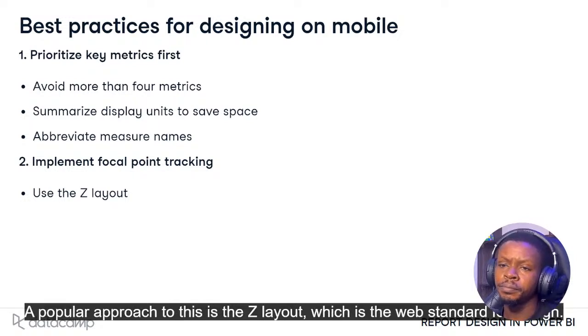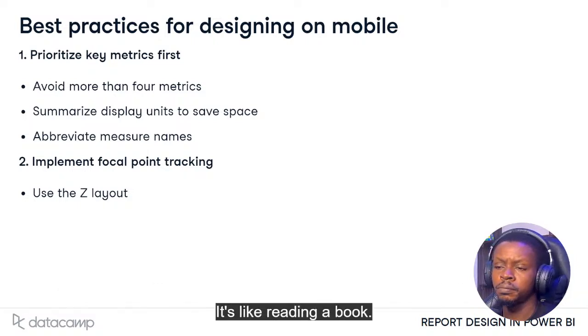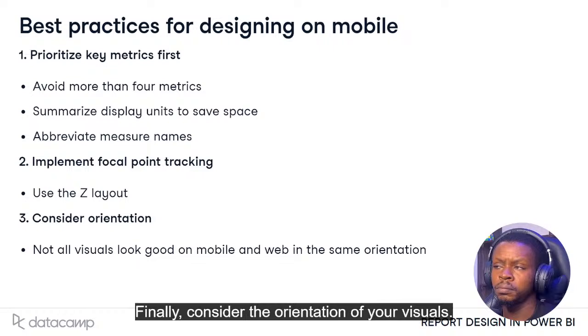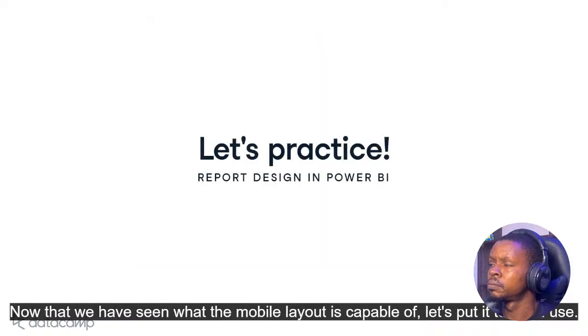Next, implement focal point tracking. A popular approach to this is the Z layout, which is the web standard for design. It's where people focus at the top, scan through the middle, and read carefully at the end. It's like reading a book. Finally, consider the orientation of your visuals. Not all visuals look good on mobile the same way as they do on desktop. Now we've seen what the mobile layout is capable of, let's put it to good use.